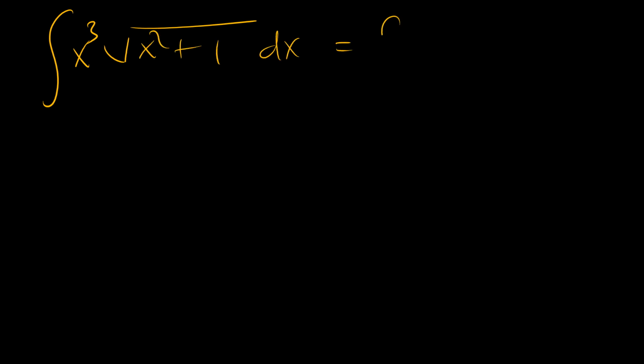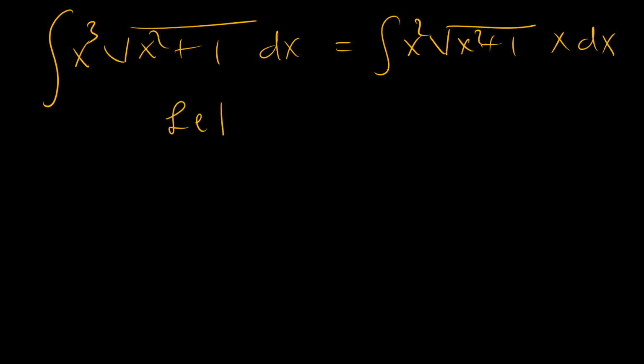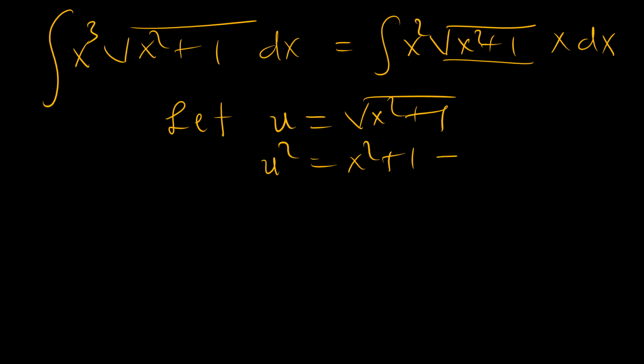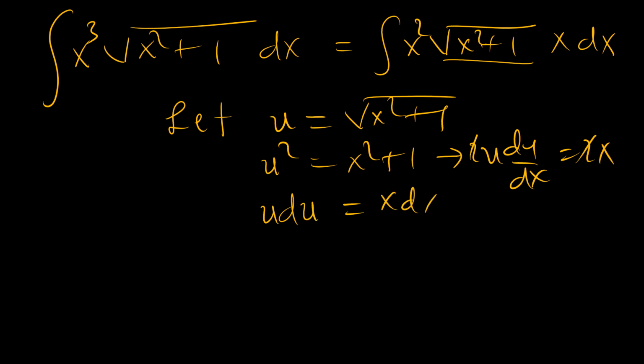I may want to express it as x squared times the square root of x squared plus 1 times x dx. This is for the sole reason that I would want to substitute off the square root of x squared plus 1. So I would say let u be equal to the square root of x squared plus 1, meaning that u squared is equal to x squared plus 1, denoting that 2u du equals 2x dx. And so I may be able to substitute off x dx with u du.